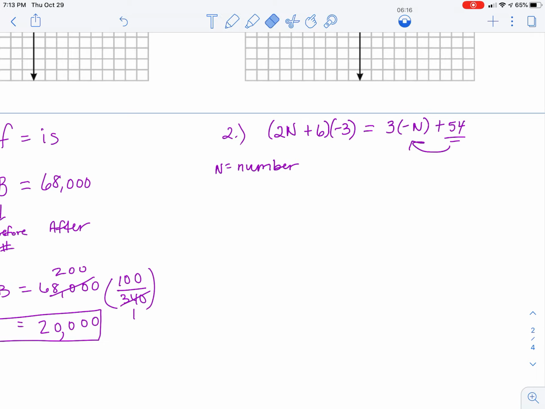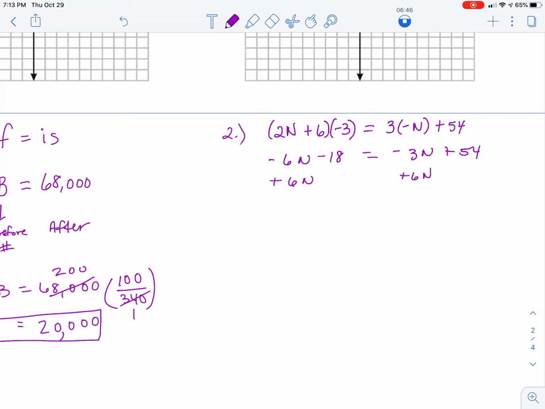Okay, so knowing that now, we can actually solve this equation for the missing number. So let's work that through. I'm going to distribute. I'm going to have a -6n minus 18 equals -3n plus 54. We keep on working this through. I'm going to try to get my n's on the same side, so I am going to add 6n to both sides.